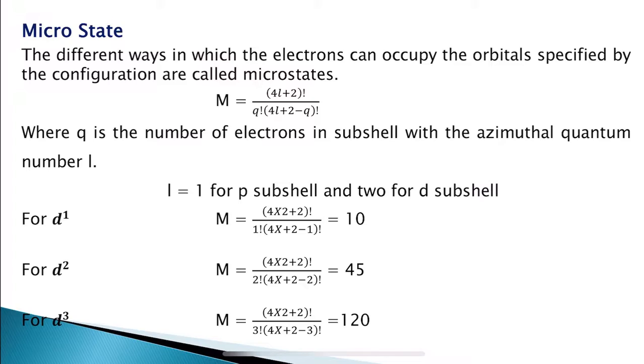I hope you all know what is meant by factorial. 2 factorial means 2 into 1, 4 factorial means 4 into 3 into 2 into 1, 6 factorial means 6 into 5 into 4 into 3 into 2 into 1. Like that you can substitute the values and find out. You check the values and see whether they are right or wrong.